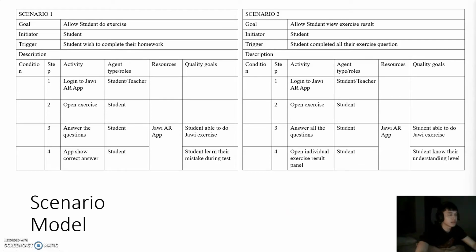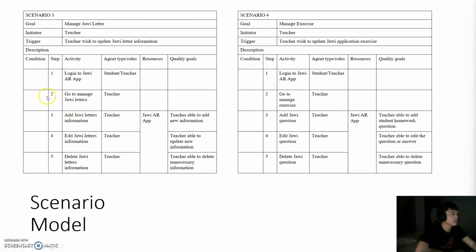First step is log in to Jawi AR app. Second step, open exercise. Third step, answer all the questions. Fourth step, open individual exercise result panel. And the third scenario goal is to manage Jawi letter.